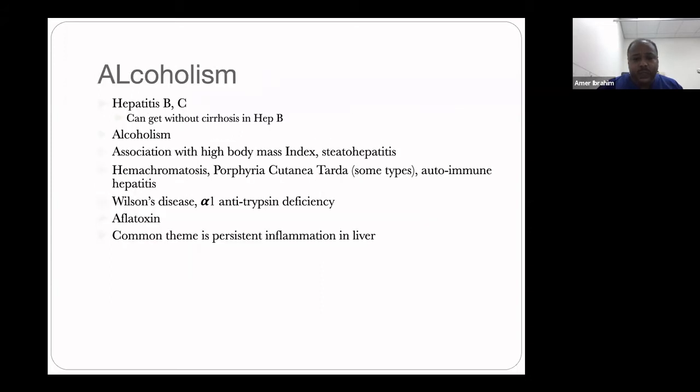Alcoholism is one of the causes. Hepatitis B and C, hemochromatosis, porphyria, and Wilson disease. Aflatoxin is one of the risk factors for hepatocellular carcinoma.